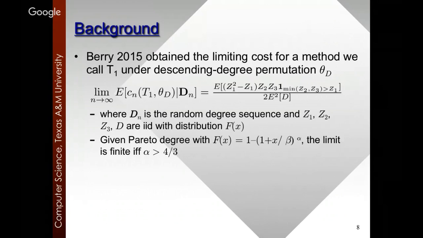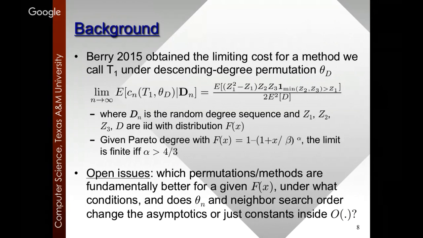Though, assuming a Pareto degree distribution, they obtain a finite condition, which is to say, this limit is a finite number when alpha is larger than 4/3. The finite is saying that the cost is the per-node cost. So it's not saying the total complexity is finite, but if it is normalized by the number of nodes, the cost is finite.